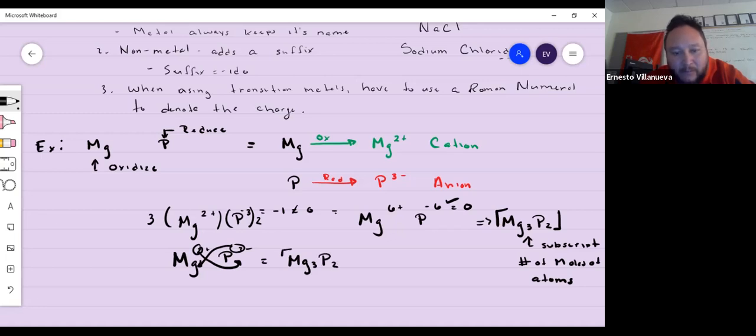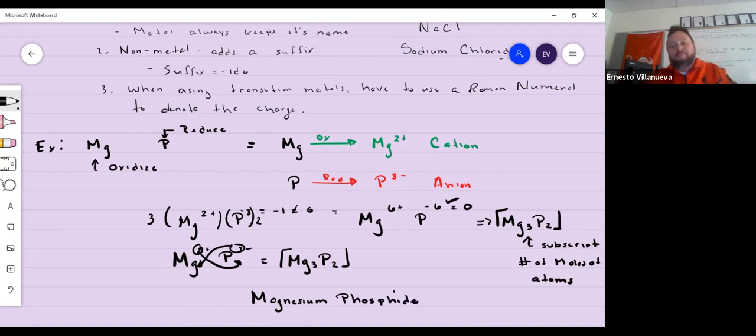Now, what is this compound called? Remember, the metal keeps its name, so that's magnesium. And the anion, or the non-metallic element, gets the IDE suffix. So this would be magnesium phosphide.